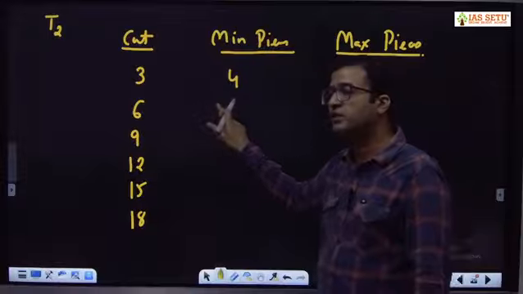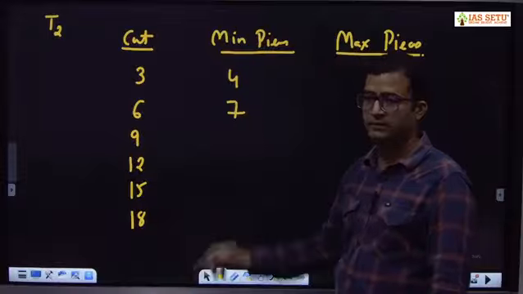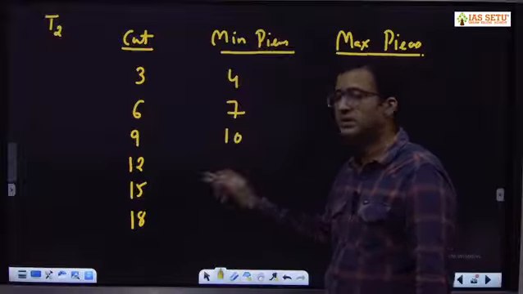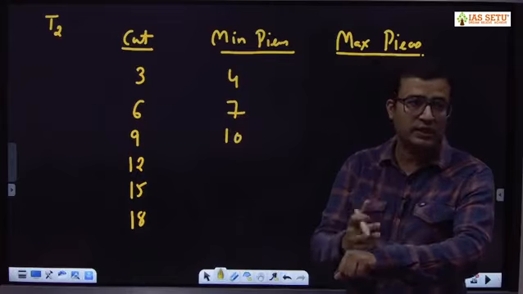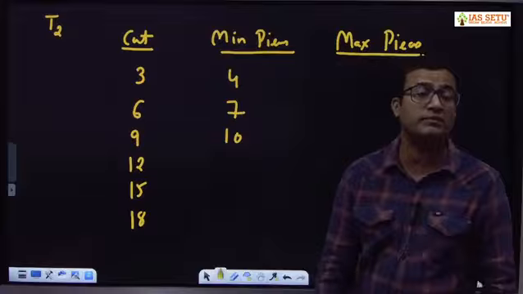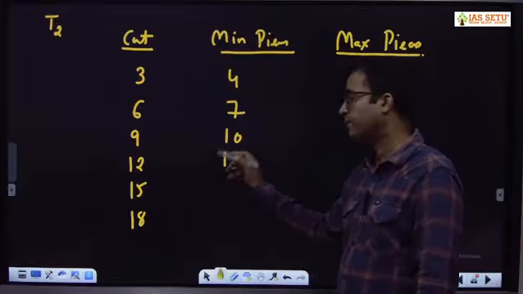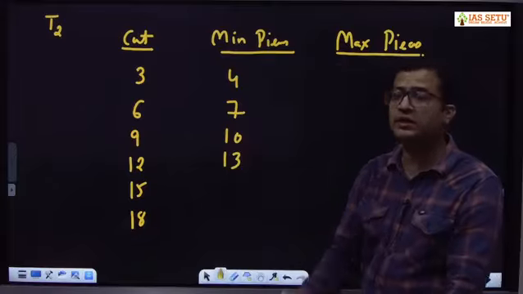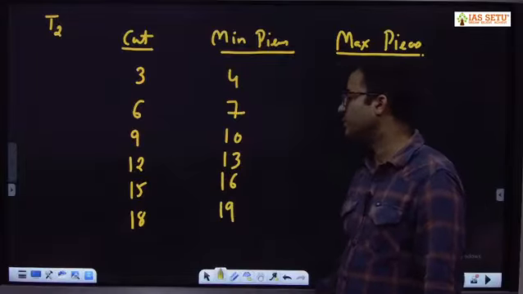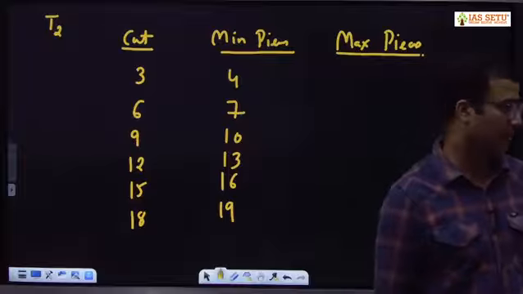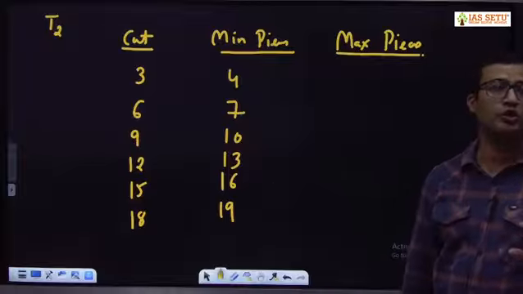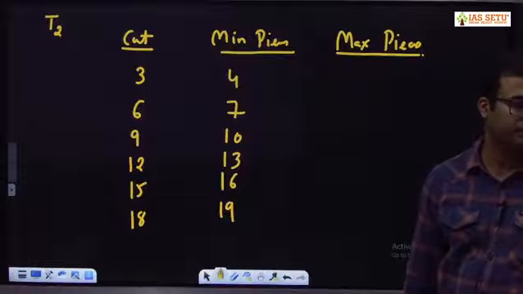With 6 cuts, what are the minimum pieces possible? 7. With 9 cuts, what are the minimum pieces possible? 10. You put 9 cuts on one axis, you get 10 pieces. With 12 cuts, minimum pieces possible? 13. With 15 cuts? 16. With 18 cuts, what is the minimum number of pieces possible? 19. So you make all 18 cuts on one axis, you will get minimum number of pieces 19.